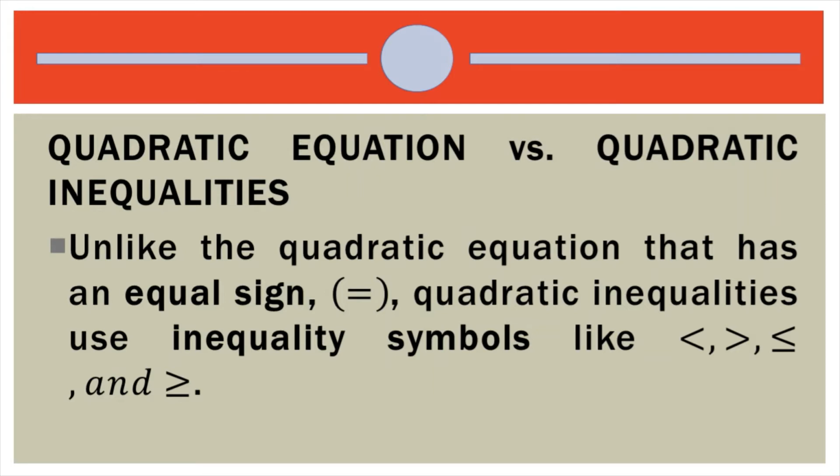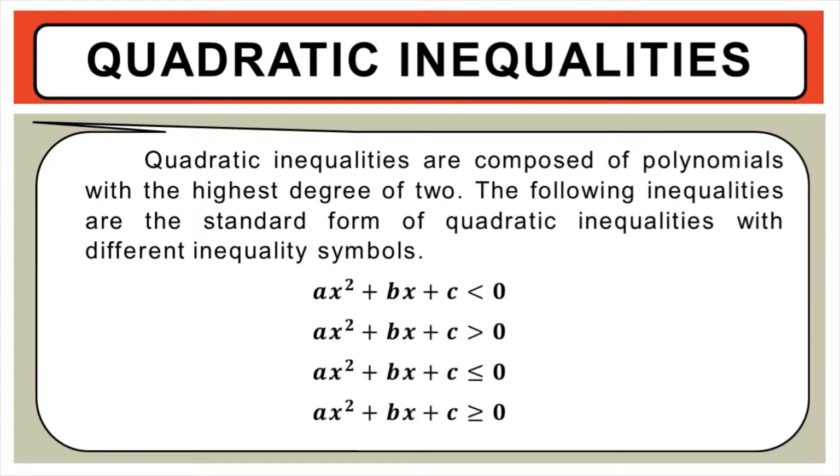Let us now discuss and define the quadratic inequalities. Quadratic inequalities are composed of polynomials with the highest degree of 2. The following inequalities are the standard form of quadratic inequalities with different inequality symbols. For example, instead of writing the equal sign, we have here the inequality symbols. So we have ax squared plus bx plus c is less than 0.